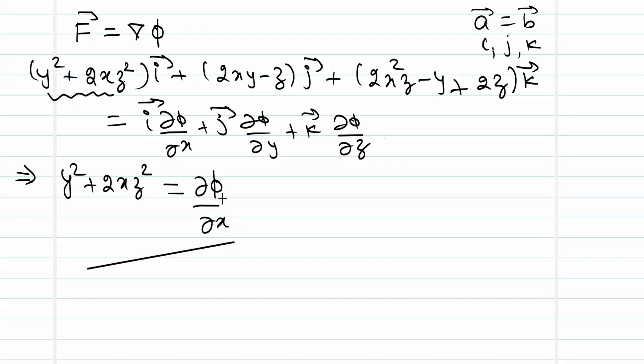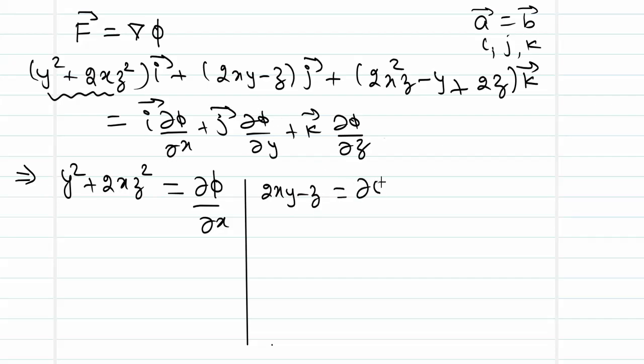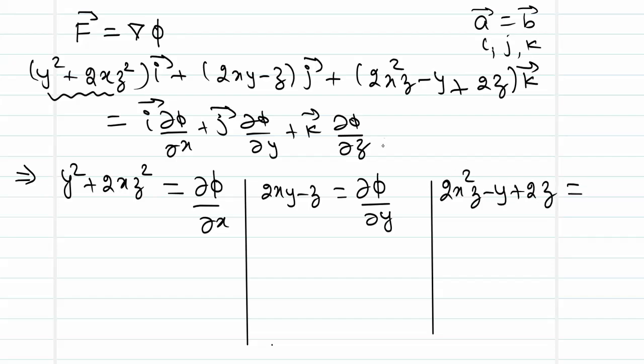Now comes the next quantity, equating your j component. What happens when we equate the j component in a similar manner? We have the comparison between the j component of f, which is going to be 2xy minus z, which is equal to the j component over here, dou phi by dou y. Now this is also done. So move on to evaluate with the third part. What is going to be the third part over here? The comparison with the k component. What is going to be the comparison of the k component? 2x square z minus y plus 2z is equal to, what is the k component over here? Dou phi by dou z.